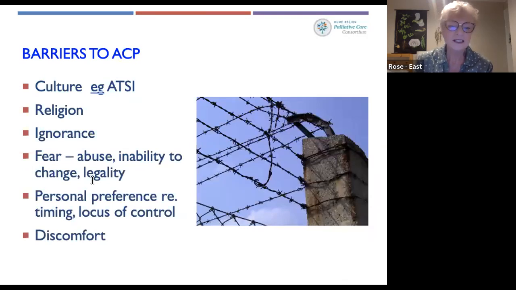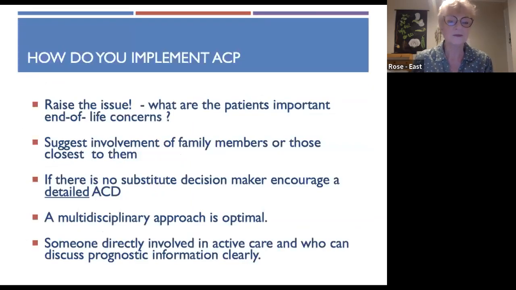There are lots of barriers to advance care planning. Discomfort, definitely, on the part of the family and the person themselves. Culture, the culture we come from. It could be your ethnicity, it could be your family culture. There's a whole lot of different cultures that people belong to. It could be religious. It could just be that people haven't thought about it, or they don't want to get into it. So there's a whole lot of reasons, and I'm sure you've come across them all.